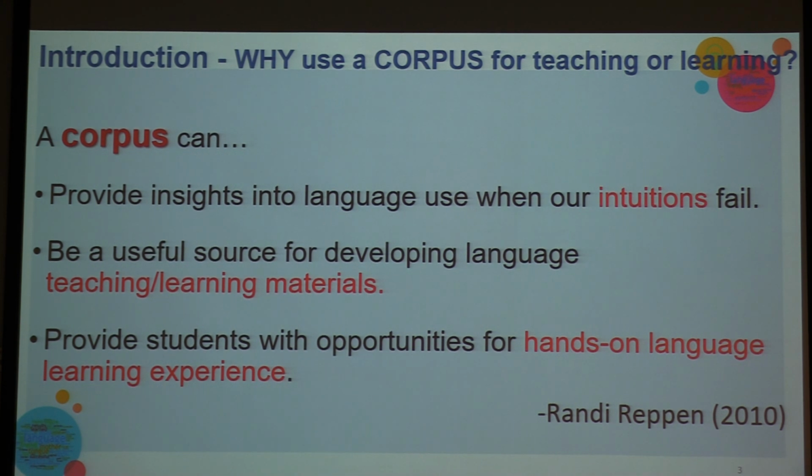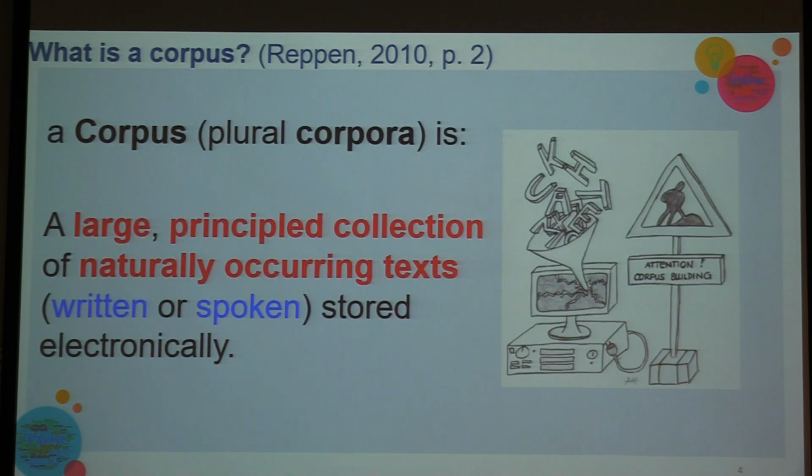So I hope that I have motivated you at least to come to this workshop. All right, so what is a corpus? The plural form is corpora. So 2 corpora, 3 corpora, 1 corpus. This is a classic definition: a corpus is a large, principled collection of naturally occurring texts, written or spoken, stored electronically. So the electronic texts, large.